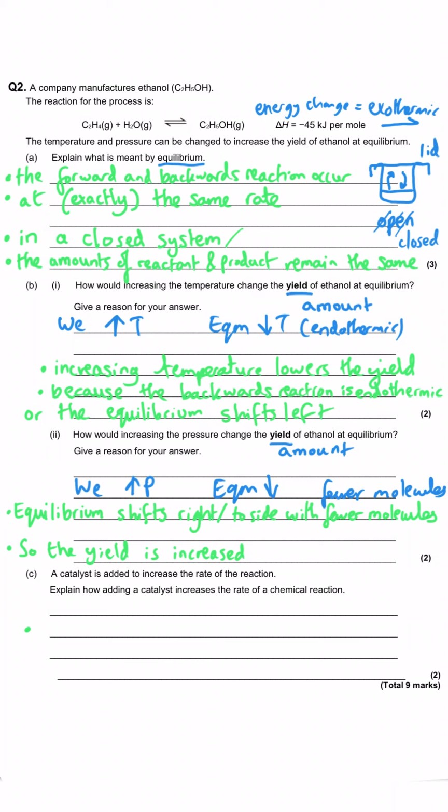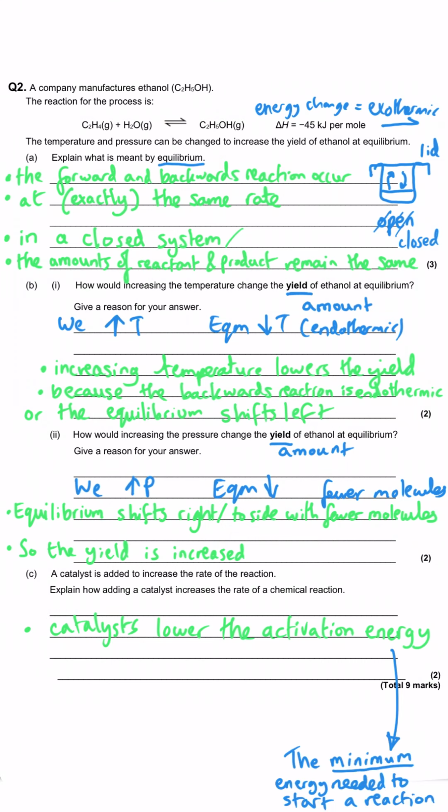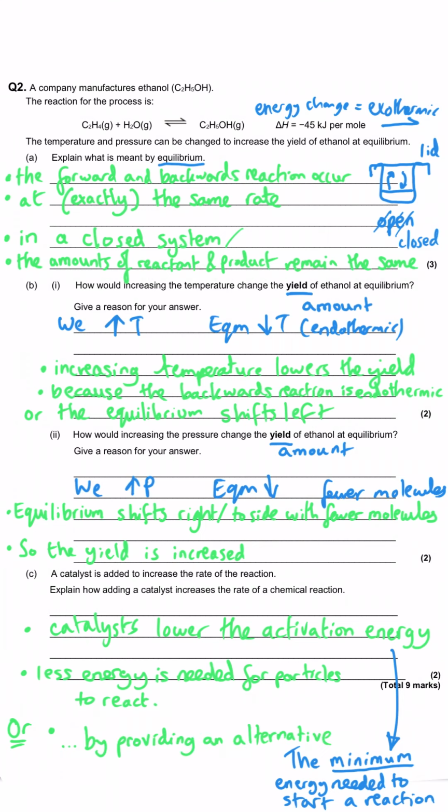So there is one non-negotiable fact that you need to say for the first of our 2 marks, and that is that catalysts lower the activation energy. The activation energy is the minimum energy needed to start a reaction, which brings us on to our second point, which is that less energy is needed for the particles to react. The alternative second mark could be gained by exploring how the catalysts have lowered the activation energy, and that is by providing an alternative pathway. So you could say that instead of commenting further on the energy.